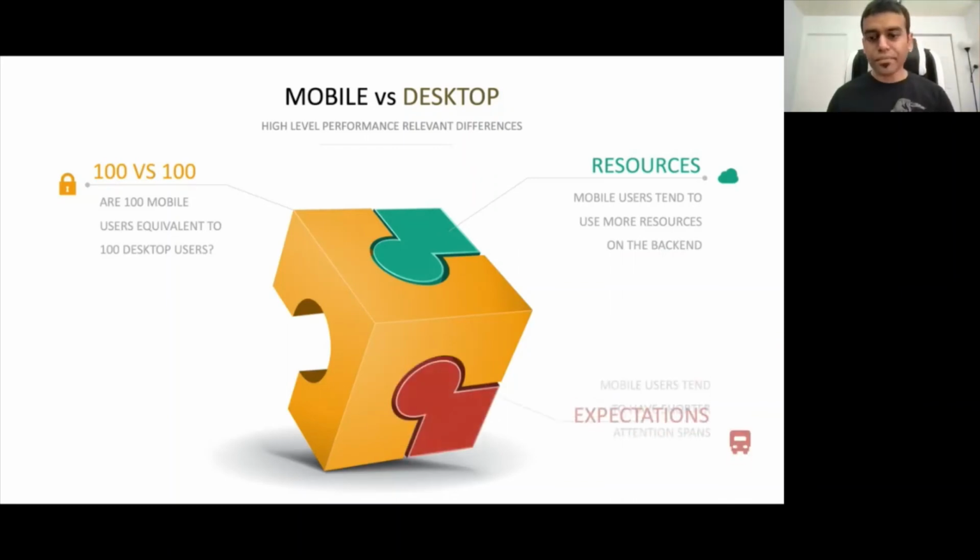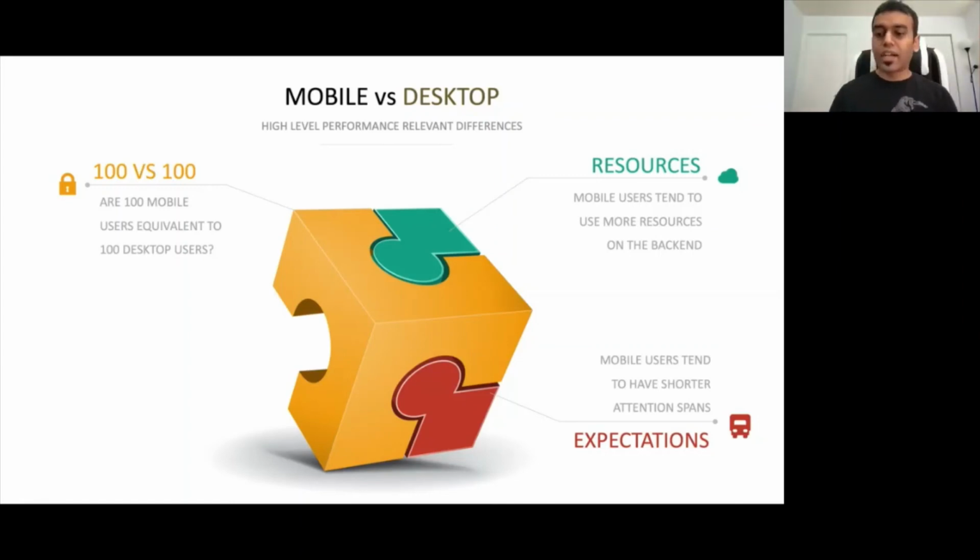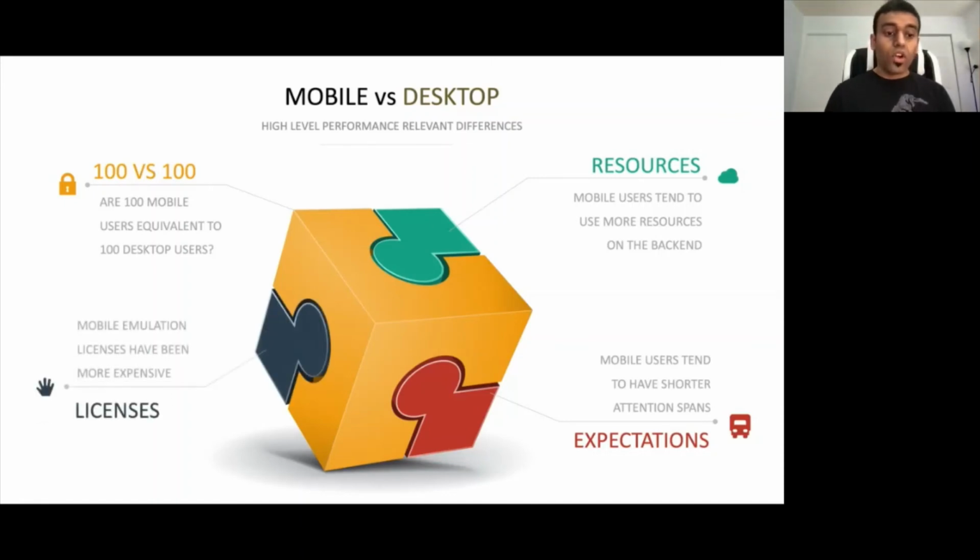Mobile users also have a very different attention span. There are studies from Google. I have links in the notes. I'll probably post them in chat later. That shows that their expectations are way different. Also, mobile emulation in the lab is not very straightforward, such as how to emulate network latencies.